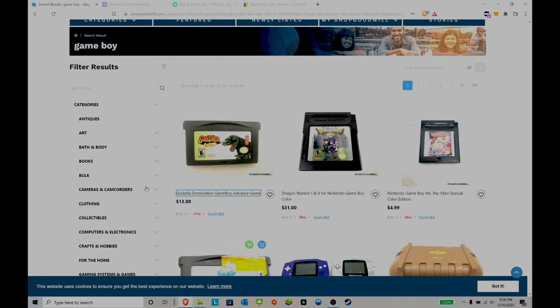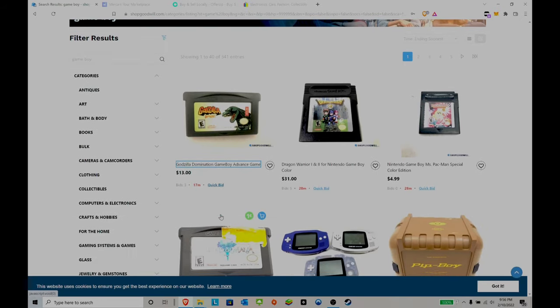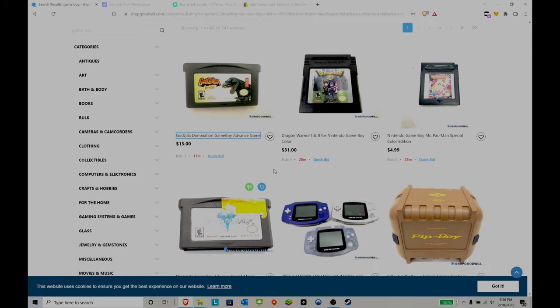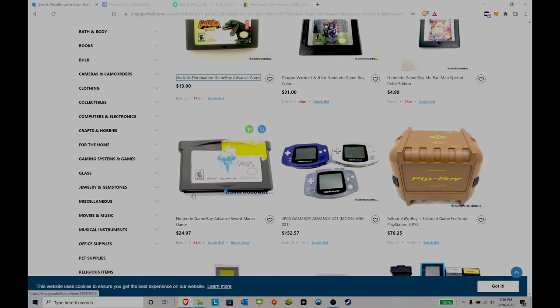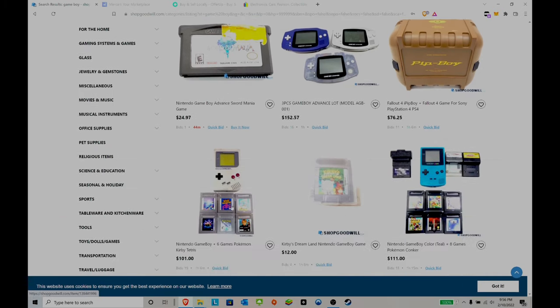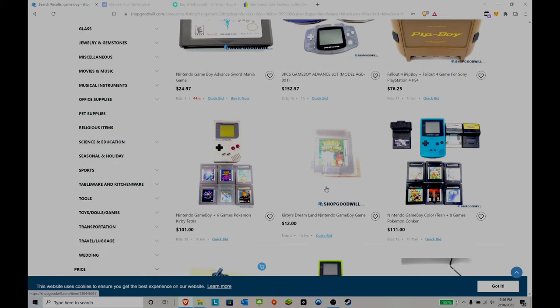Now, right away, this is very similar to what you would expect from, for example, something like eBay. Some of the prices are going to be higher than others. This is where you might find a good deal. Like, for example, see the Kirby game. It's not a bad price. But then you've got to take into account shipping.